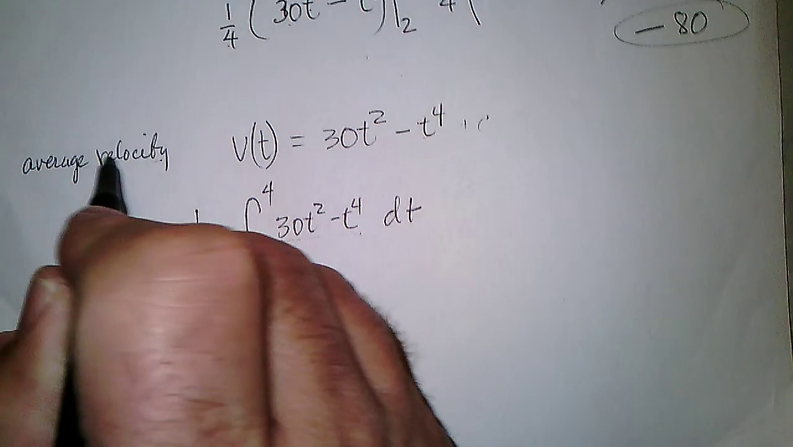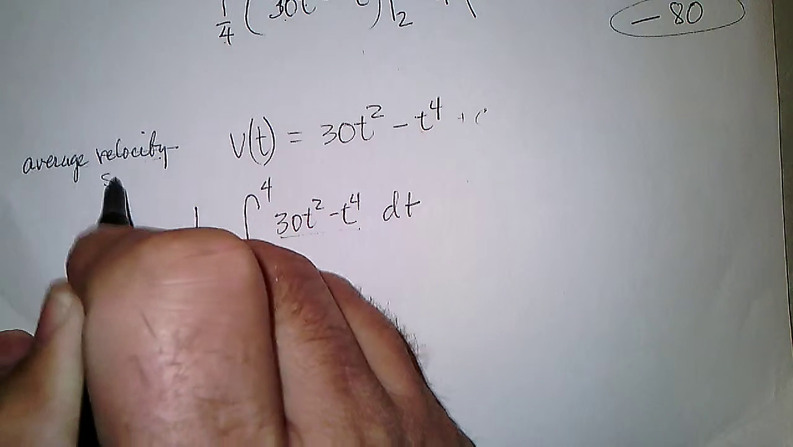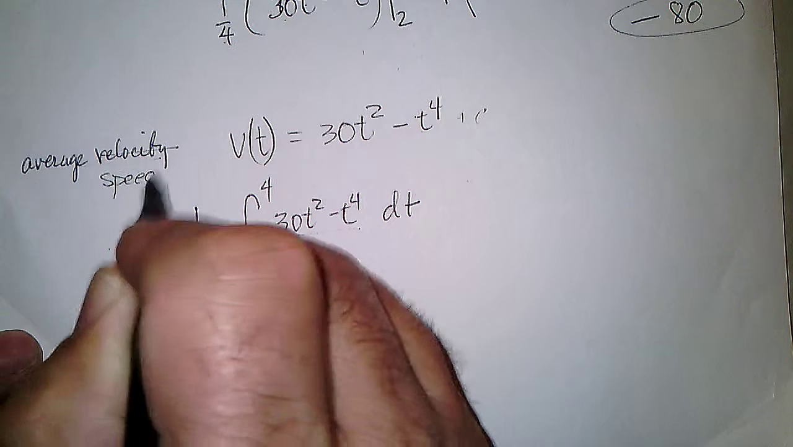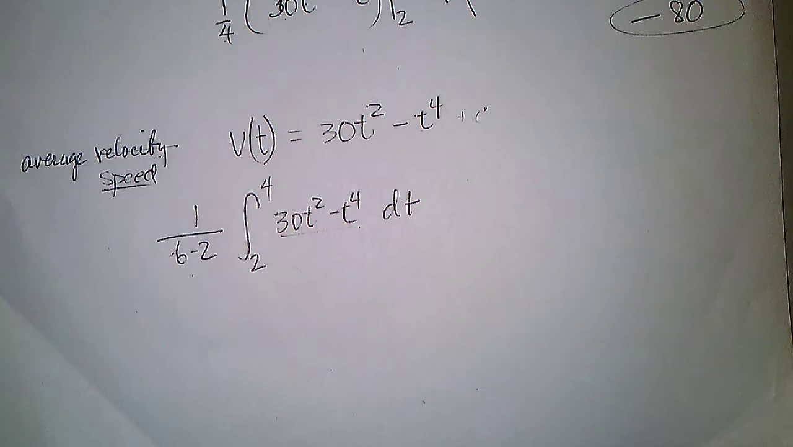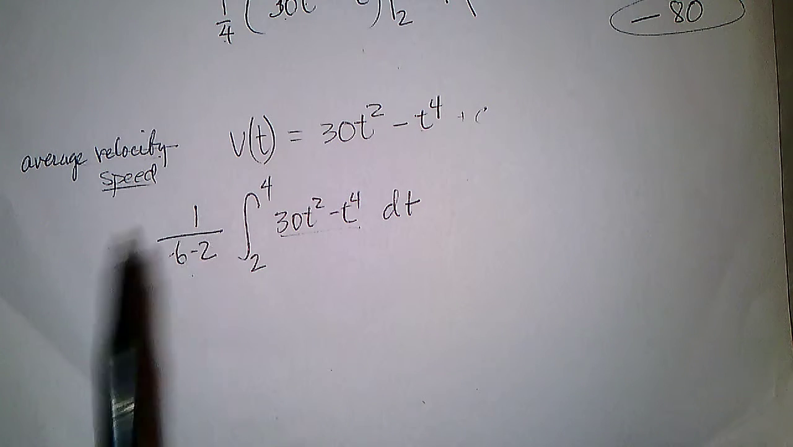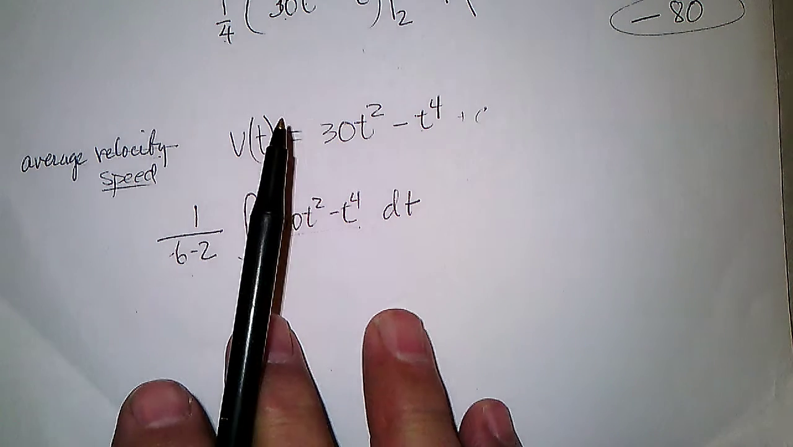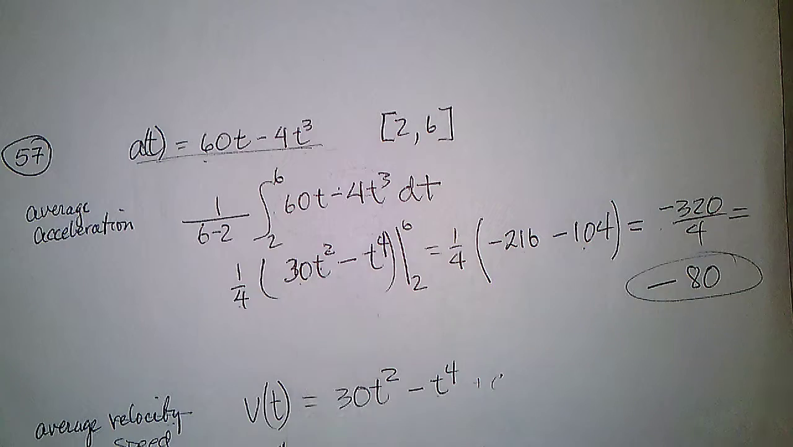Average speed. They didn't say average velocity, they said average speed. So if the speed goes negative, we want to ignore that and make it positive. Now this thing is slowing down. The acceleration is negative. Is it really negative? Yes.